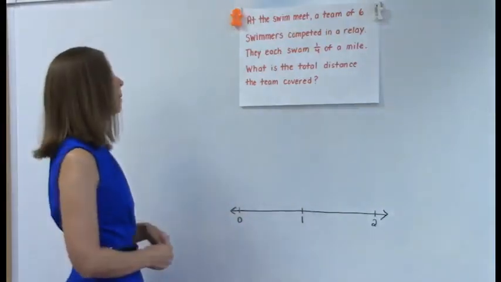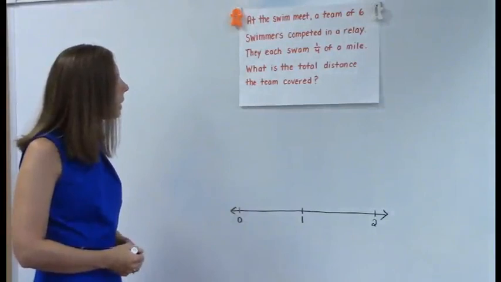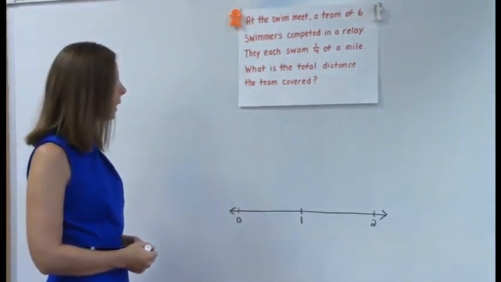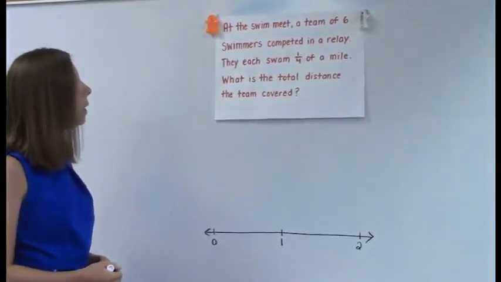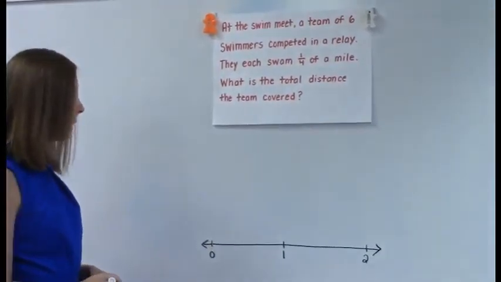So let's read our first problem. At the swim meet, a team of 6 swimmers competed in a relay. They each swam 1/4 of a mile. What is the total distance the team covered?